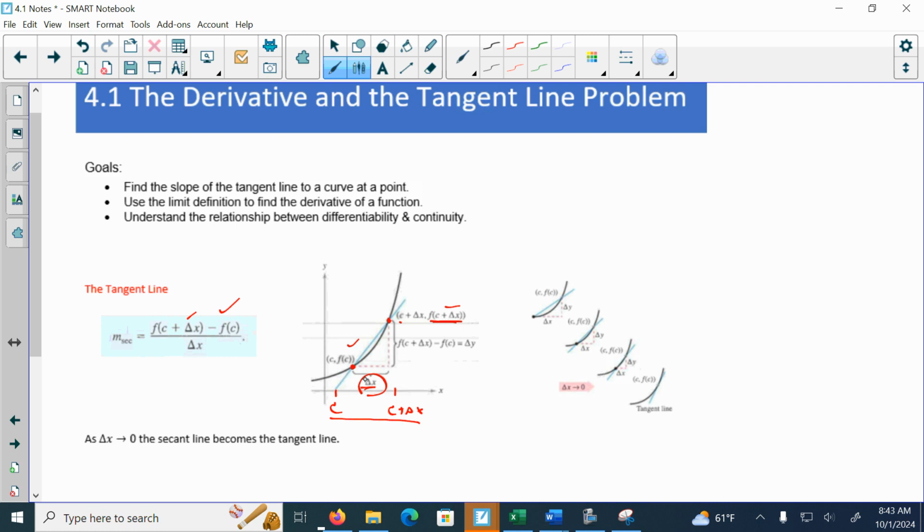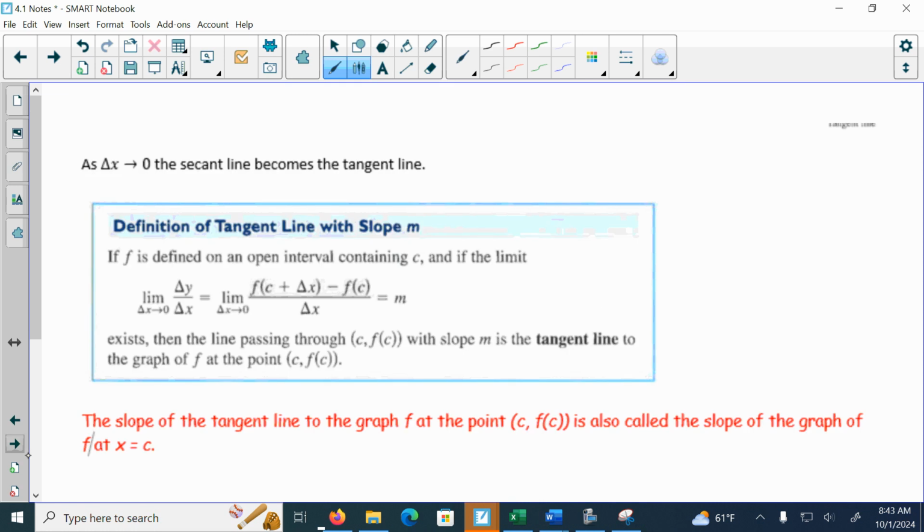Remember, a secant line is if I take any 2 points on a graph and connect them. Eventually, we're going to take those 2 dots and move them closer and closer together till they end up just touching the graph once, and then it becomes a tangent line. In order to do that, if we're bringing these 2 dots closer and closer together, this delta x has to approach 0. So that's why we have to learn how to find limits, because we're going to find the limit as delta x approaches 0.